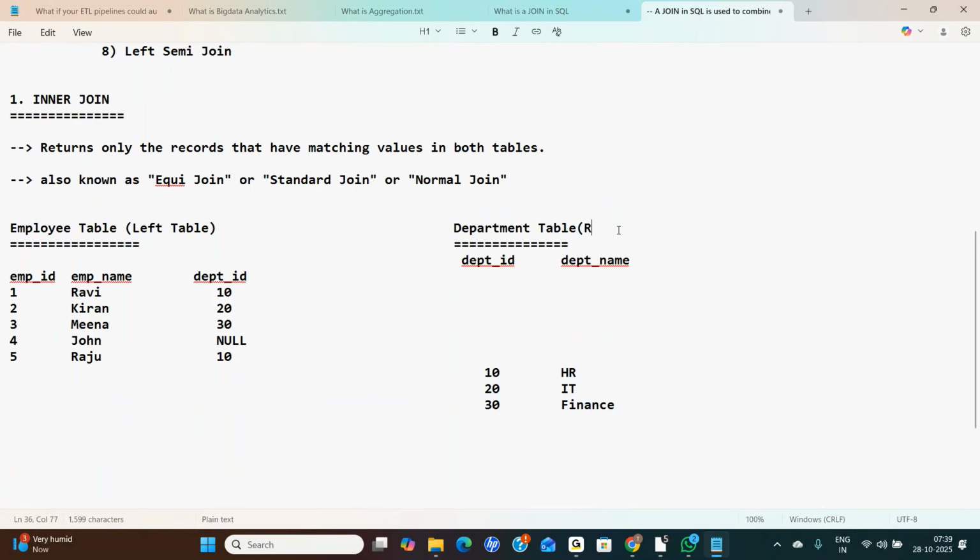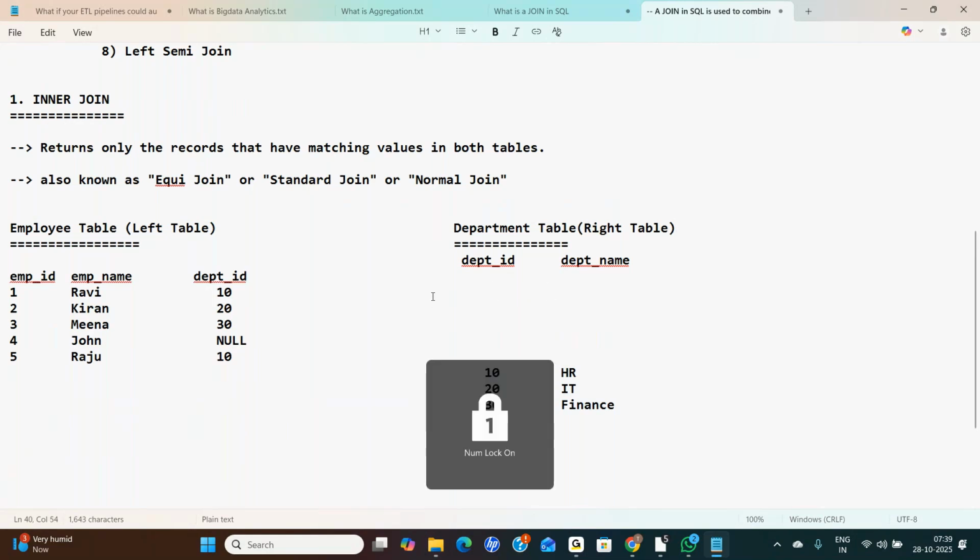And take this as the right table. Better we'll write here. Alignment is okay. Department ID is 10 and say HR.